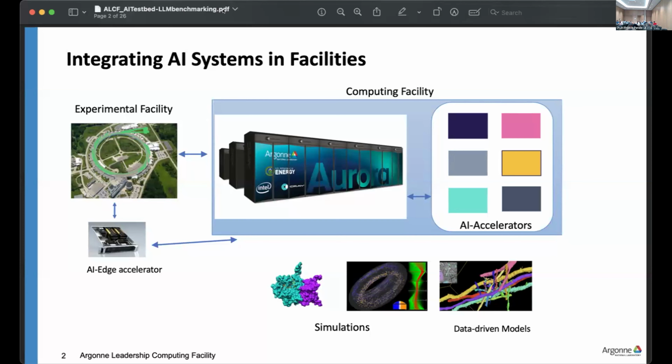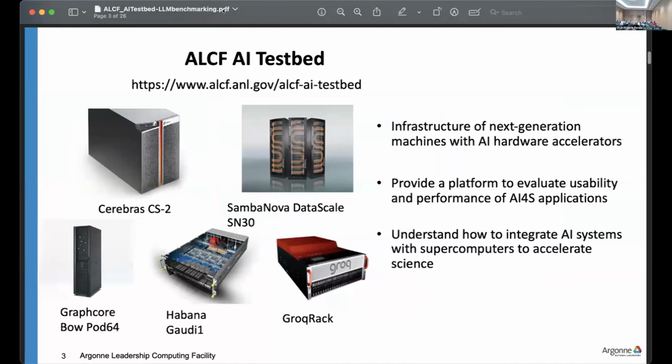So here's a high-level snapshot of what kind of work I'm thinking. We have the experimental facility where the actual science runs, and we have the computing facility which houses the supercomputers, with Aurora deployed. We also deployed small-scale AI accelerators, which are non-traditional or emerging AI systems, to cater to different kinds of applications like simulations or data-driven models. In our AI testbed, we currently have these 5 systems. It's an infrastructure for next generation AI machines: the Cerebras CS2, the SambaNova DataScale, the Graphcore system, Habana, and the Groq Rack.